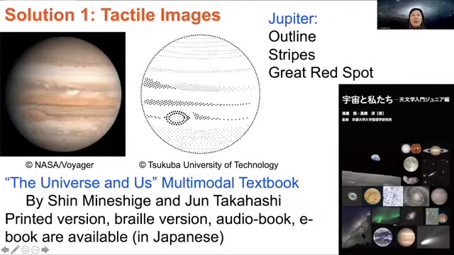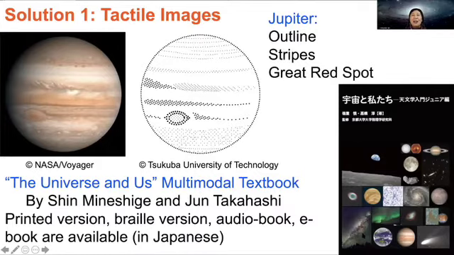Some teaching resources already exist inside and outside of Japan. The first one is tactile images of celestial bodies. You see Jupiter's image on the left and its tactile image on the right. The tactile image was developed using dots of 3 different sizes. On a paper, the dots are raised up, and when you touch the image, you can understand Jupiter's outline, stripes of clouds, and the great red spot, a giant storm of Jupiter.